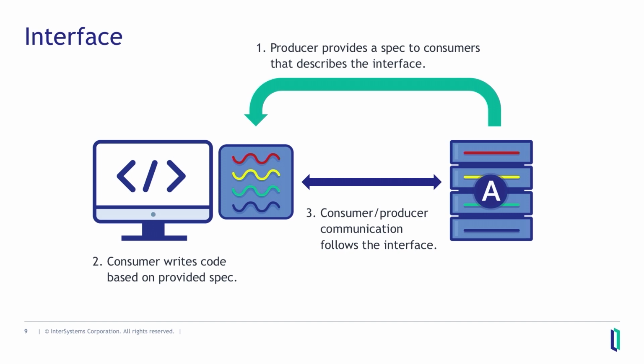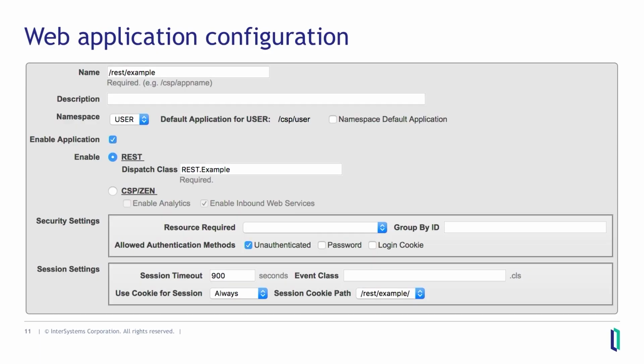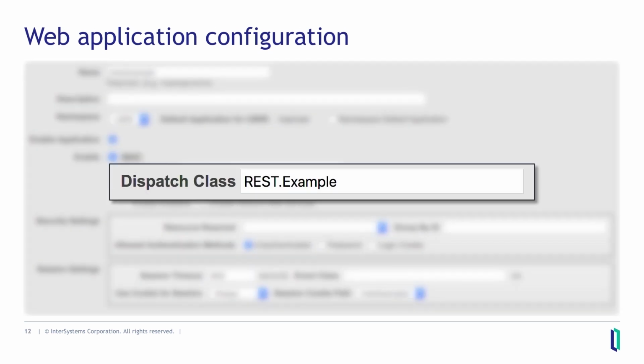But let's first take a look and see how you actually develop one of these things from scratch in Iris to get a sense of what information a client might need to know. What's the first step to create a REST service? You need to have a web application. The clients need somewhere to connect to. And the way we set up the web application for REST is by setting this parameter right here, the dispatch class. This means that when a request comes in, it's going to be dispatched to this class that you specify.